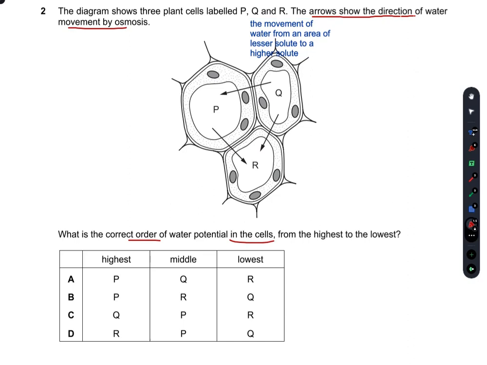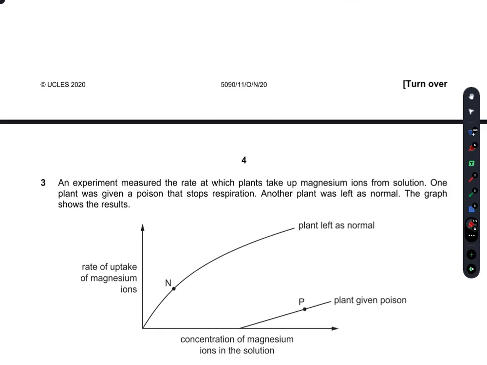As shown in this diagram, the water moves from Q to P and then moves from P to R. Means Q has the lesser solute concentration, so Q has the greatest water potential. P has the middlemost water potential, whereas R has the lowest water potential. So C is the right option.